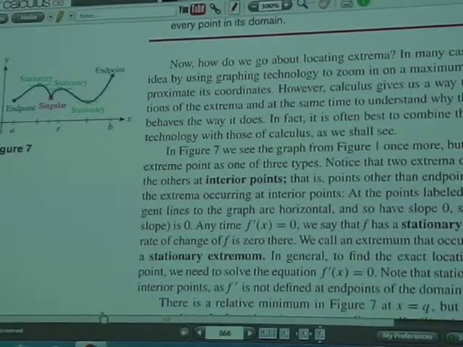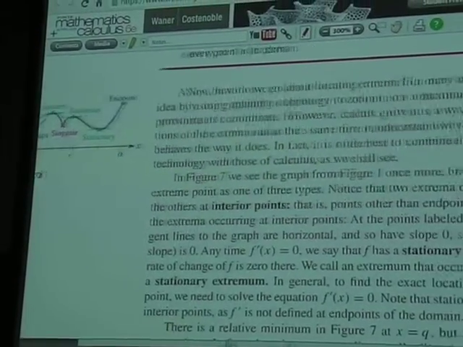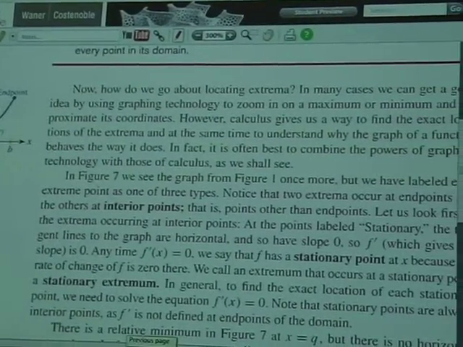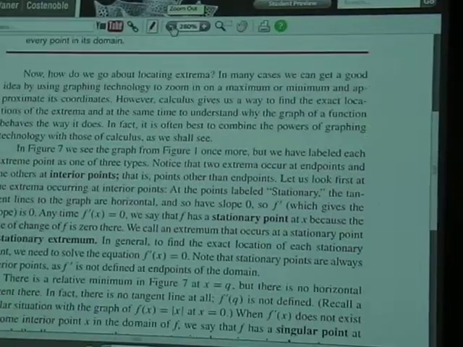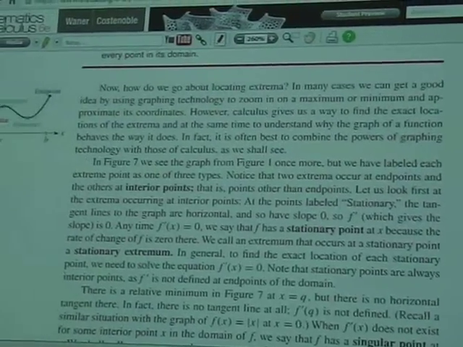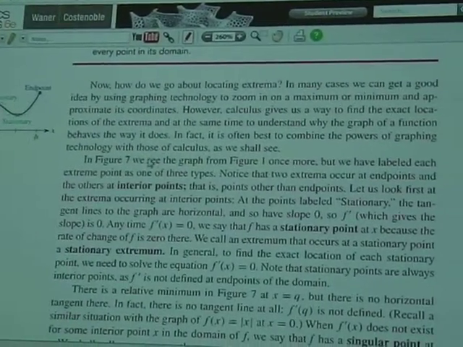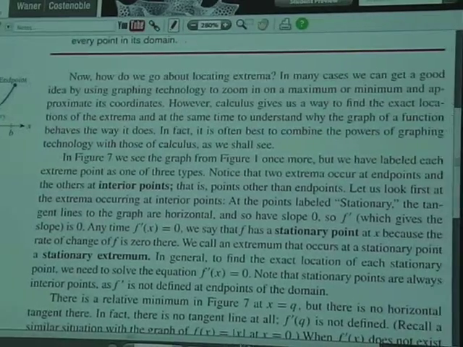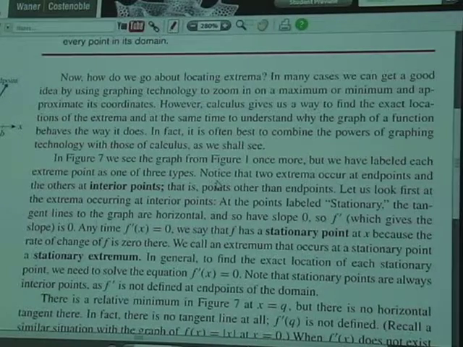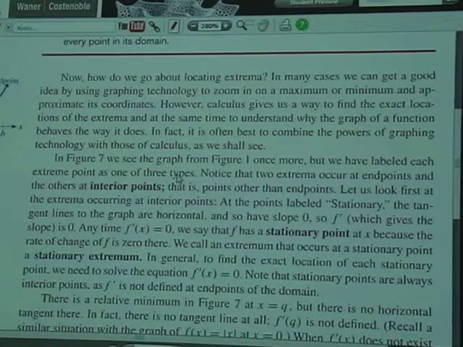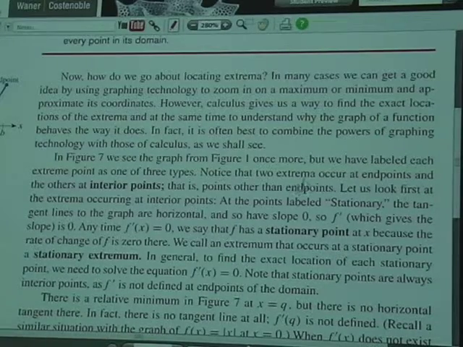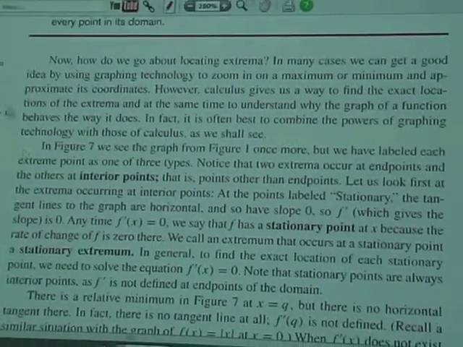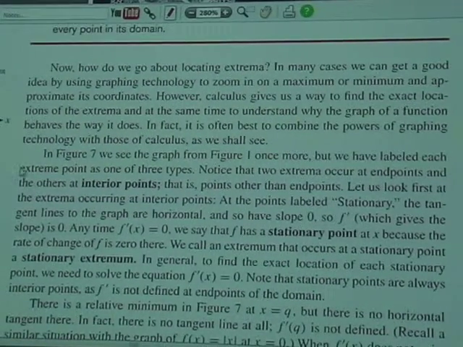So this picture here. Okay? But we have labeled each extreme point as one of 3 types. So, can you read that or not? Okay. One of 3 types. Notice that 2 extremes occur at the endpoints and the other at interior points. So, what do they mean by that?